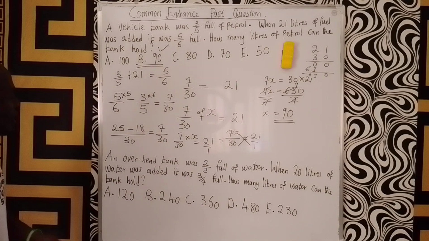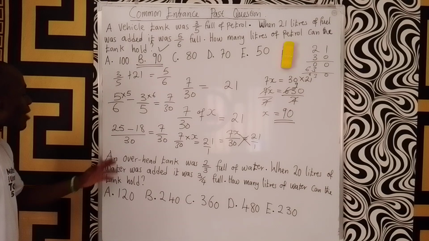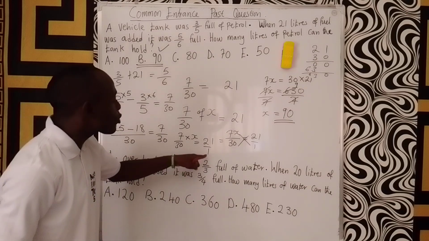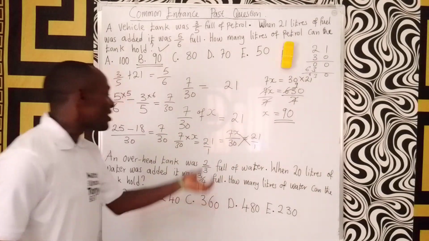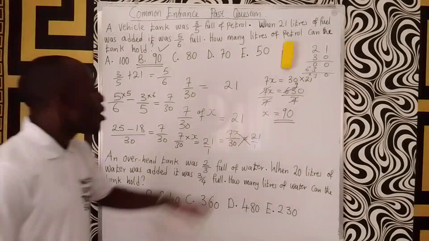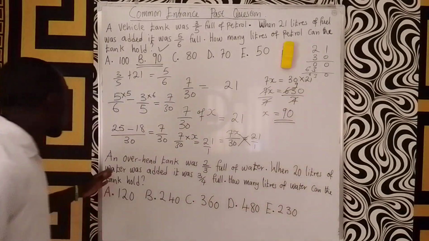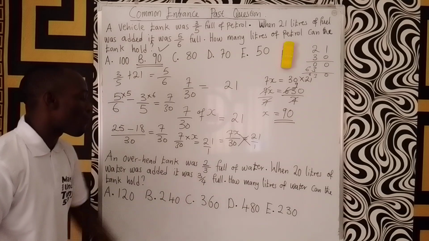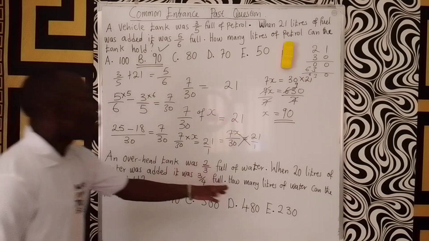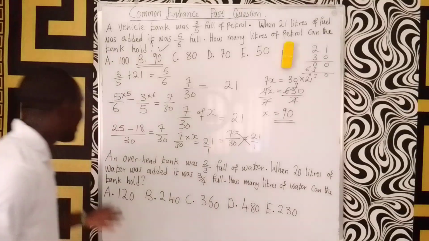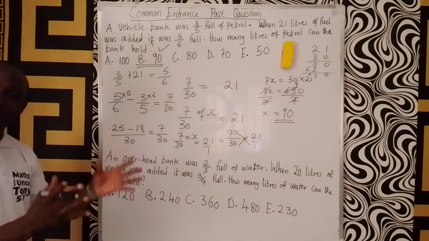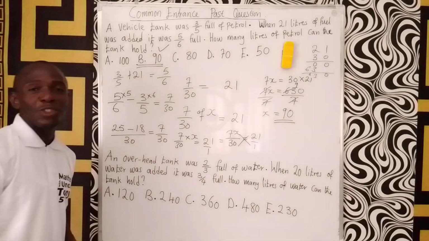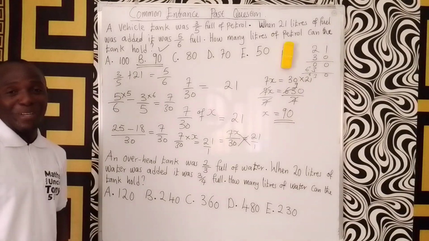So we have an interesting question on the board too. An overhead tank was 2/3 full of water. This is the initial quantity of the water. But when 20 liters of water was added to this quantity, it became 3/4 full. How many liters of water can the tank hold? In the same vein, solve this and send in your answer in the comment section.